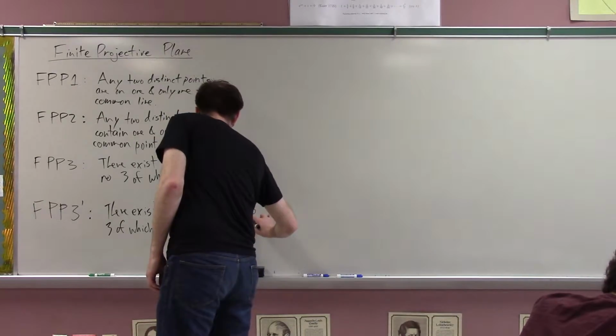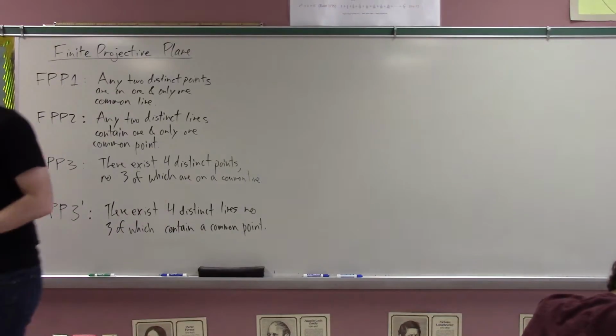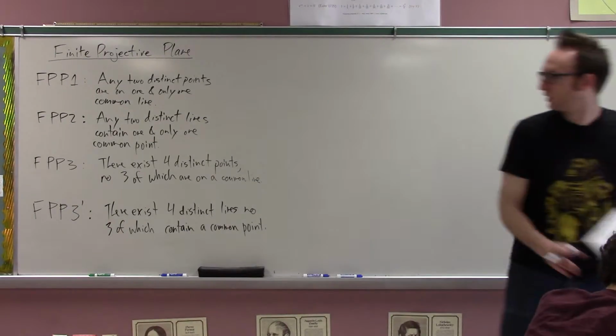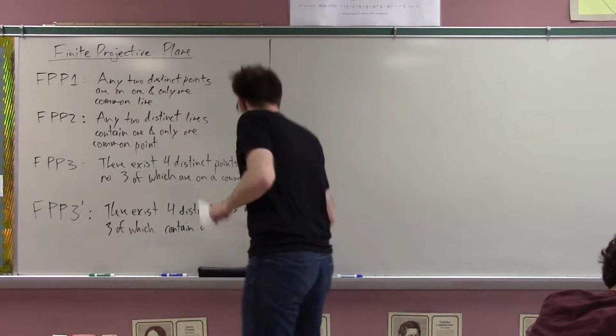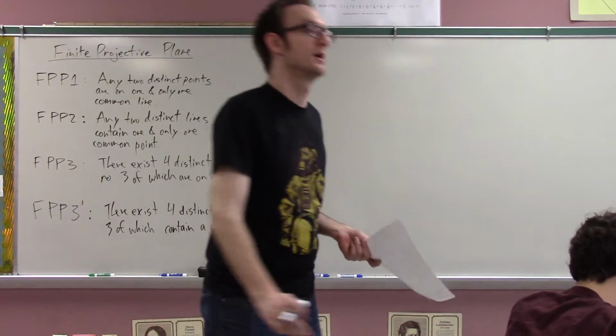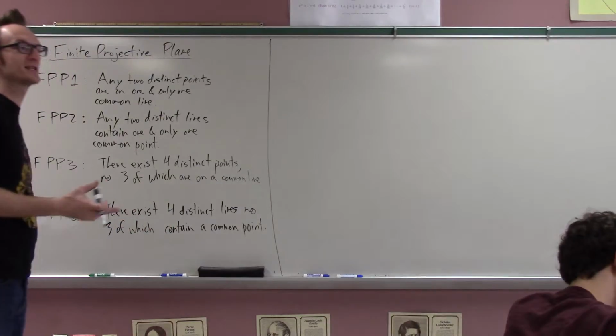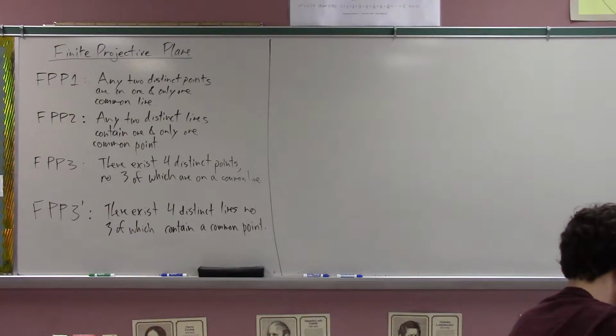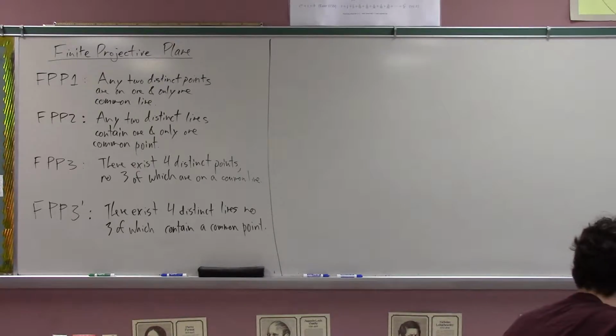We started this proof, but we didn't really finish it. It was a little bit sloppy, so let's do it again, this time really carefully. The goal is to prove FPP3 prime. We could have just put it as an axiom, and then it fully shows that the system is dual with respect to points and lines. But actually, you can prove FPP3 prime from FPP3. So let's do that right now.